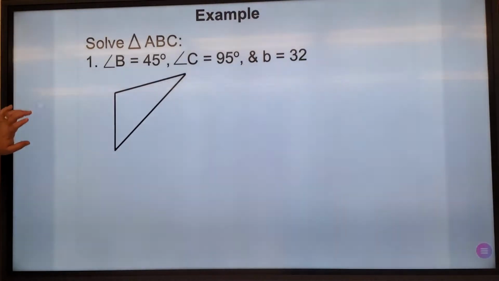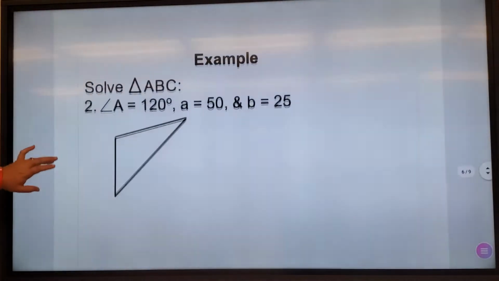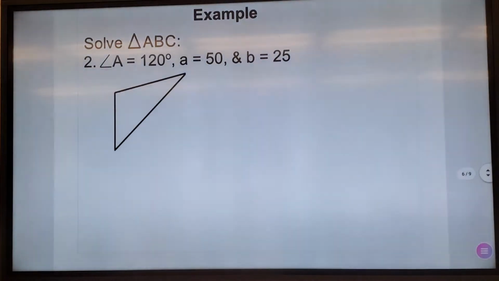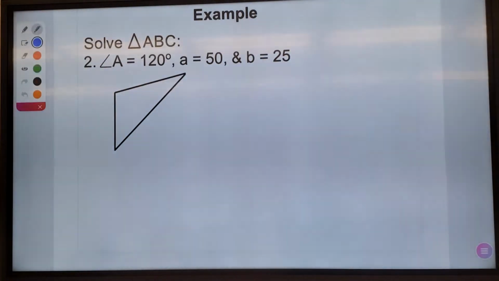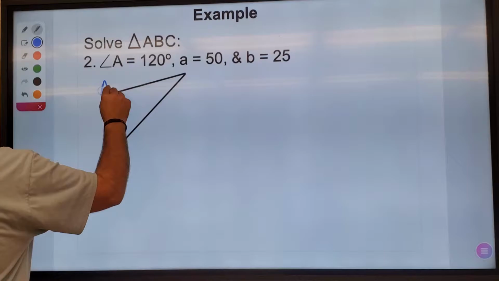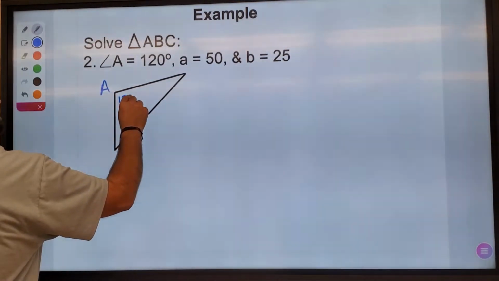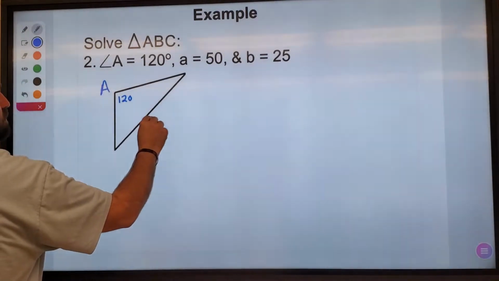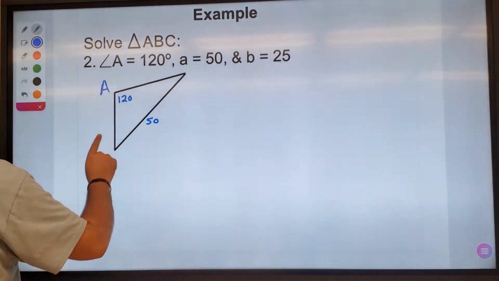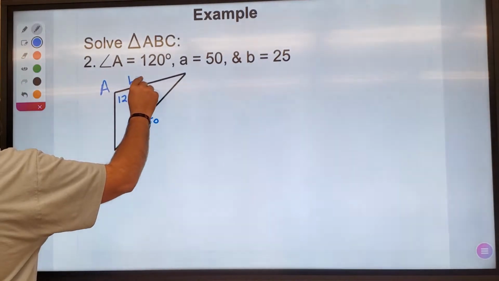Okay. Moving on to number 2 here. In this example, you are given that angle A is 120 degrees, side A is 50, and side B is 25. So again, I'm going to label the triangle angle A up top here because this angle looks visually larger. I have side A, which is 50, and let's call this side B.